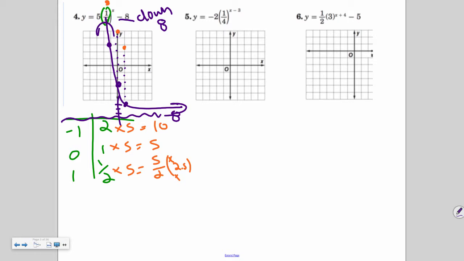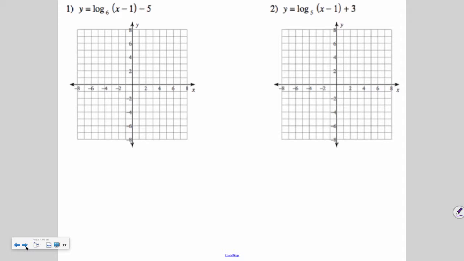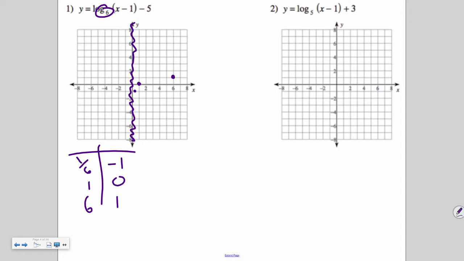For log functions, the only thing that changes is now that -1, 0, and 1 is on the y's, the base is 6. So I'm going to write 1/6, 1, and 6. So I plot it normally. 1/6 is a fraction, so I'm going to go fraction way left, down 1, 1, 0, and 6, 1. My asymptote is vertical now.